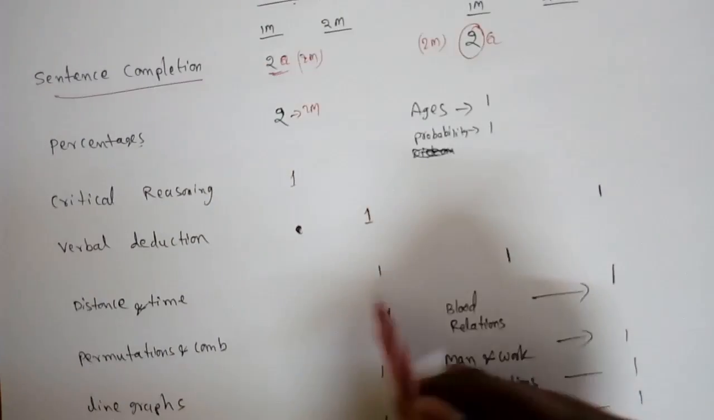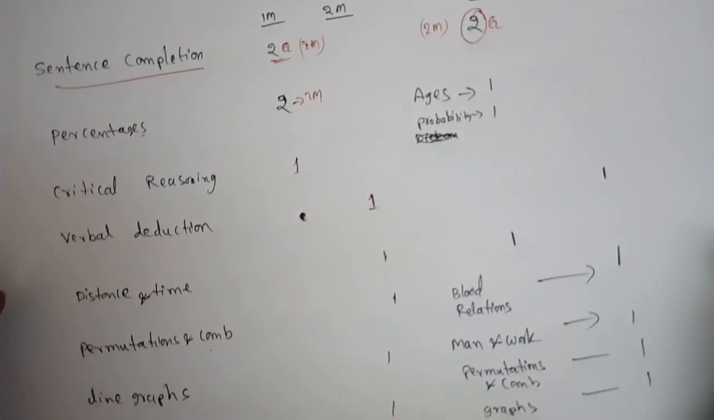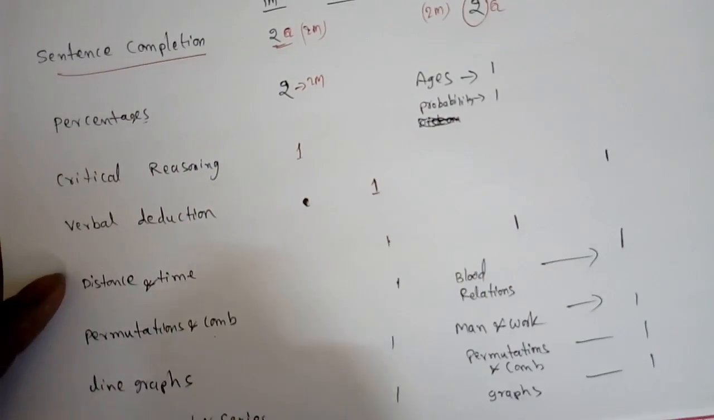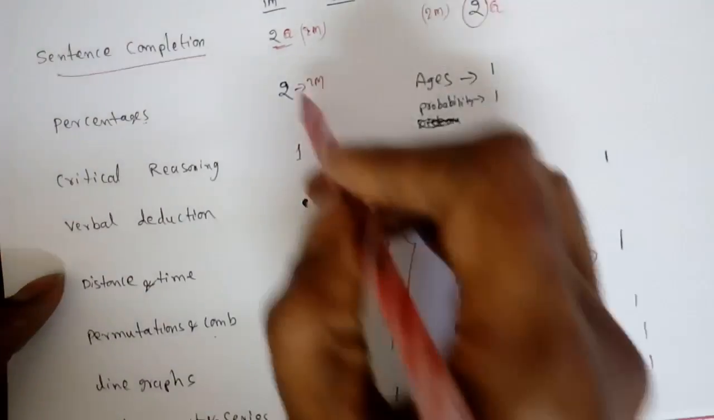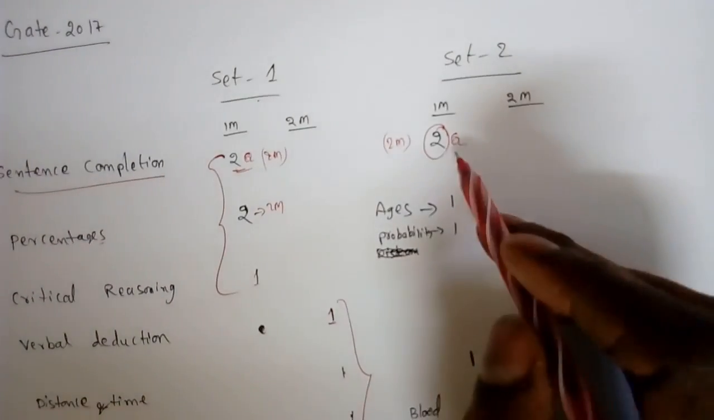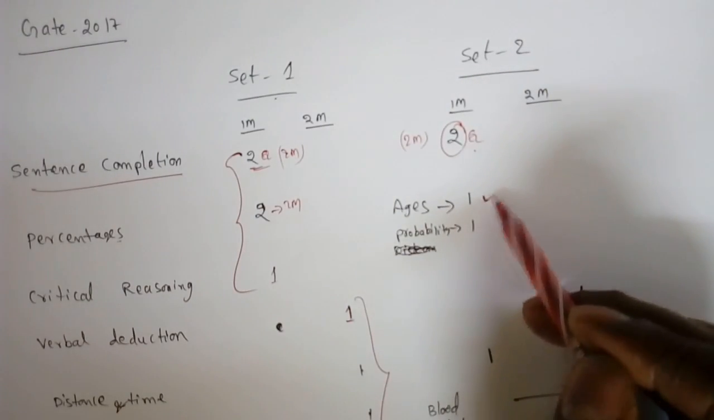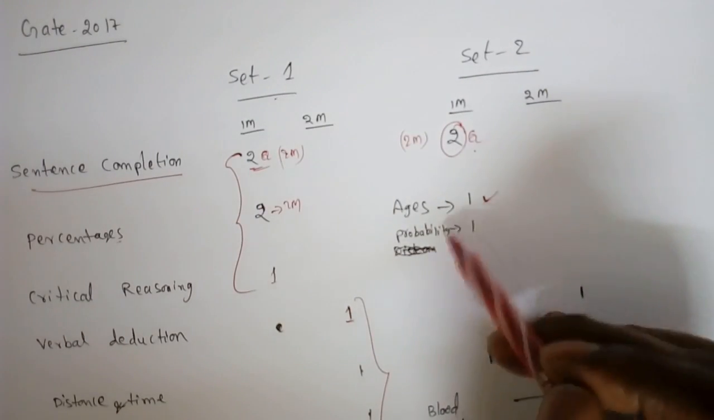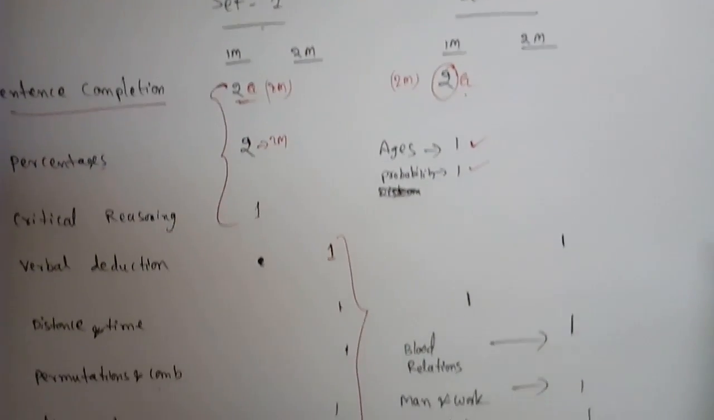Next one, distance and time, 1 question came. Permutations and combinations, 1 question. Line graphs, 1 question. Now odd man out on series, 1 question. So these are the 2 marks questions, and these are the 1 mark questions. Similarly, if I see set 2, sentence completion, we got again 2 questions, but ages, 1 question for 1 mark, and probability also 1 mark, right? So this is about this one.